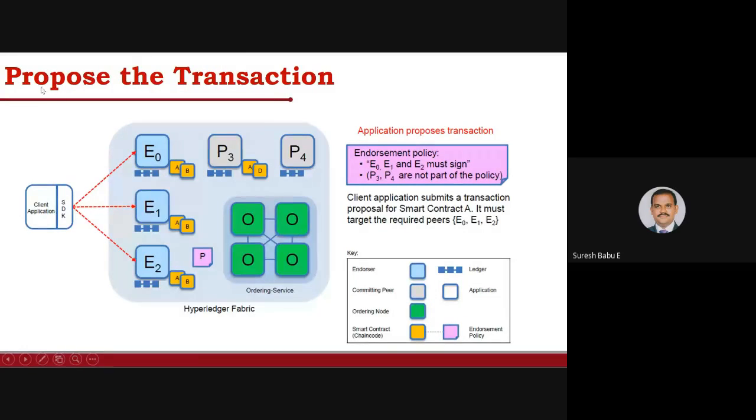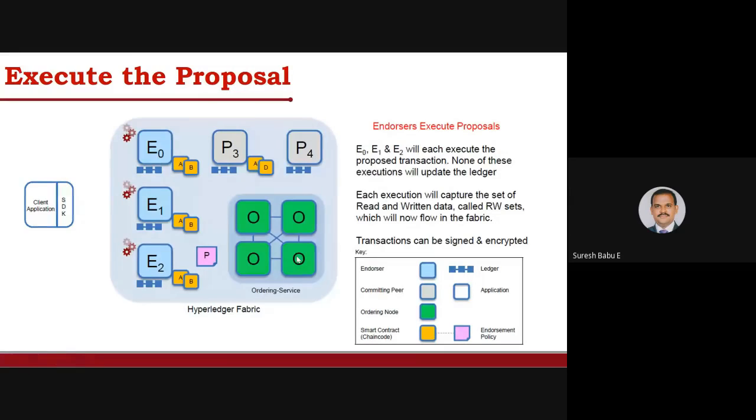How is it happening? The client application is going to create and propose a transaction. That transaction will be sent to the endorsers: endorser one, endorser two, endorser three. We call them endorsers, and we are using peers: peer one, peer two, peer three, and so on. This is the ordering service. Once a transaction is proposed, it is executed at the proposer level.